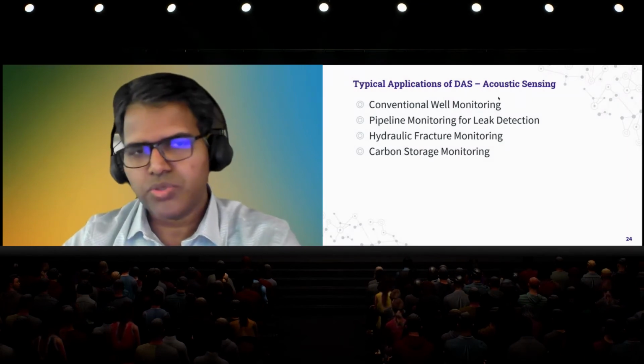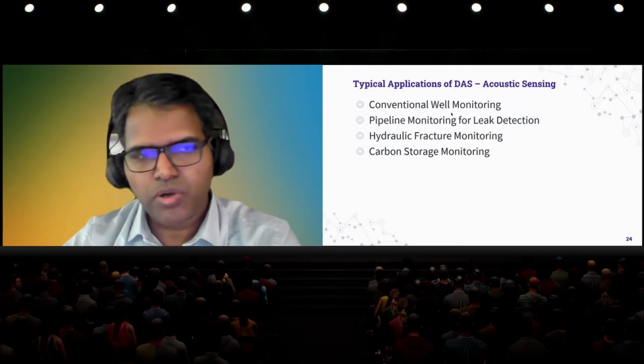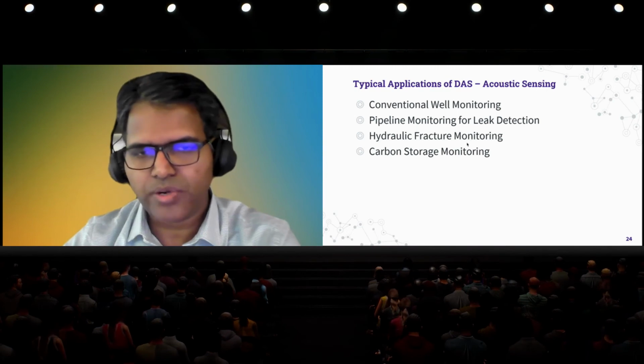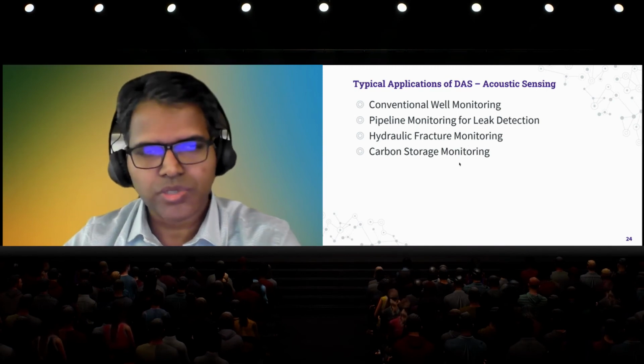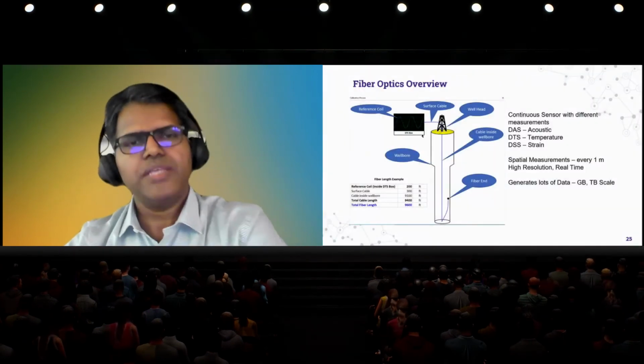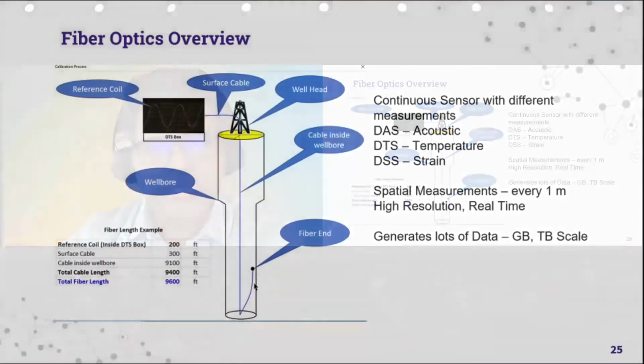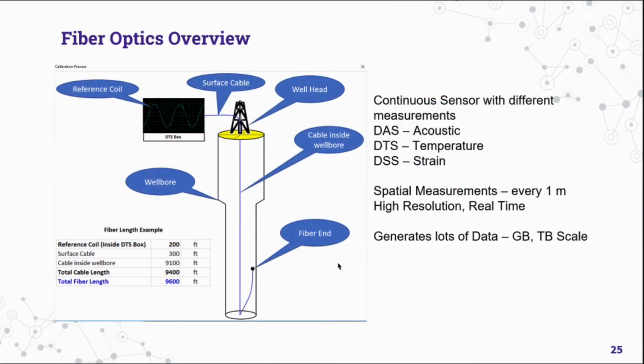So typically the acoustic sensing applies for conventional well modeling, pipeline monitoring, hydraulic fracturing, and also carbon storage monitoring. In this case, a fiber is like a continuous sensor where you're getting measurements every 1 meter. And there are different kinds of sensor measurements. You have acoustic sensing, temperature sensing, and strain sensing. And these are coming at a very high resolution and pretty much in real time.